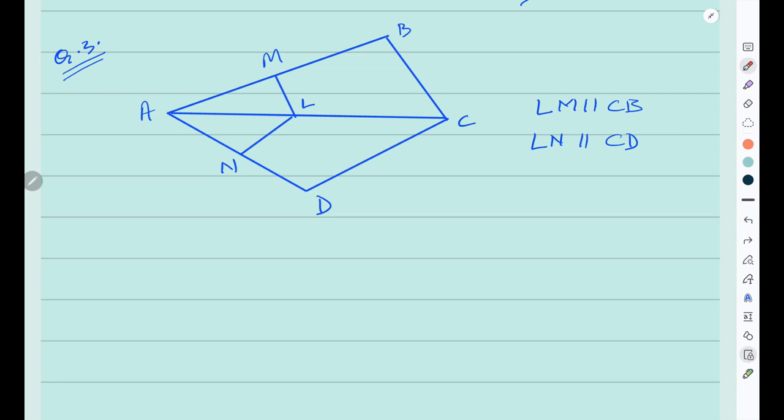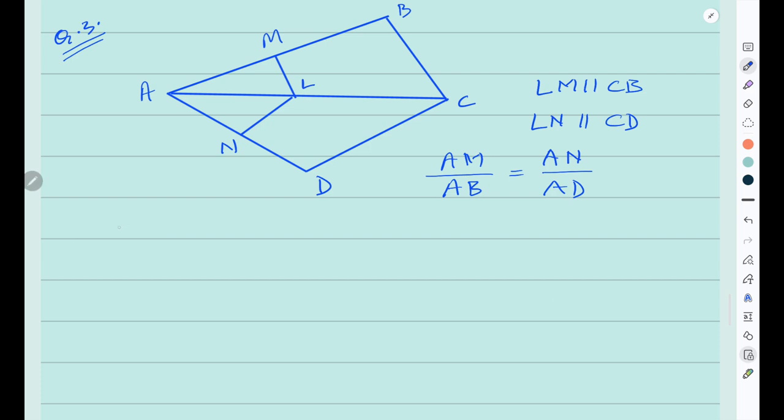Then we need to prove that the ratio of AM to AB will be equal to AN to AD. So this needs to be proved. That's very good, so we have understood the question now. Let us try to apply the theorem which we have read previously. Let us take it one by one.